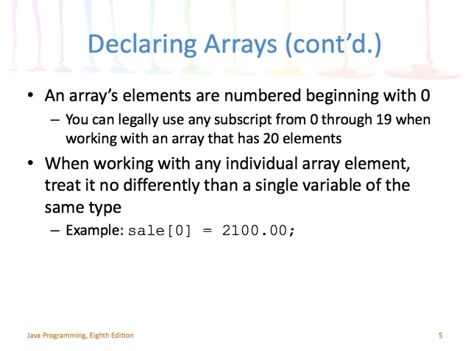Array elements are numbered beginning at 0. So you can legally use a subscript from 0 to 19 when working with an array with at least 20 elements. When working with an individual array element, treat it no differently than a single variable of the same type. So for example, here we have sell[0] equals 2100. So if you were calling that array, we know that value 0 equals 2100. And then if you had sell and you had another bracket here and had 1, maybe you had equals $450 and so forth. So you always start at 0 and work your way up.